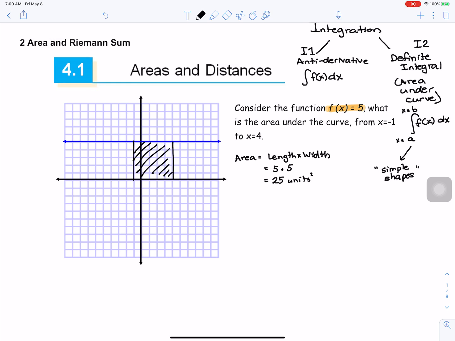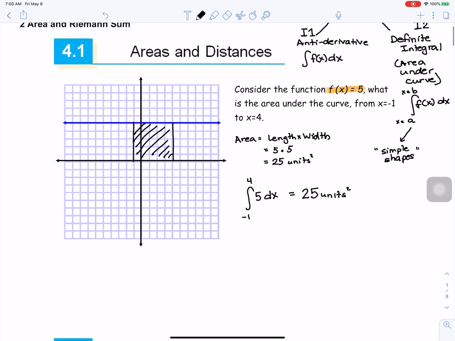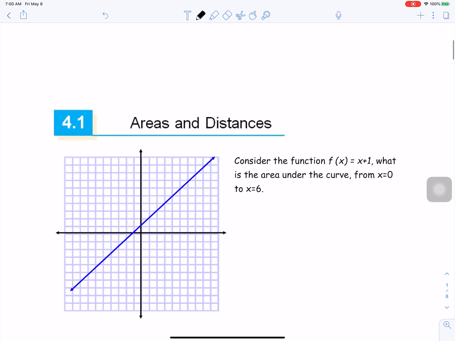Now I can use a definite integral to represent this area. So I can say the definite integral from minus 1 to 4 of my function. I know that the symbols I wrote refer to the area under the curve, because that's what we're trying to say. And this is equal to 25 units squared. So when there are simple shapes involved, we're just finding the area of those simple shapes. Let's look at another example.